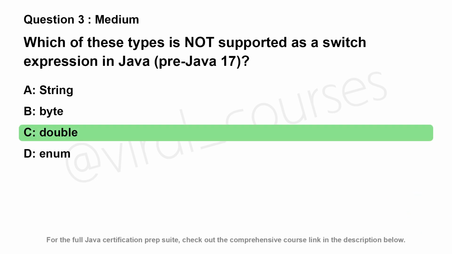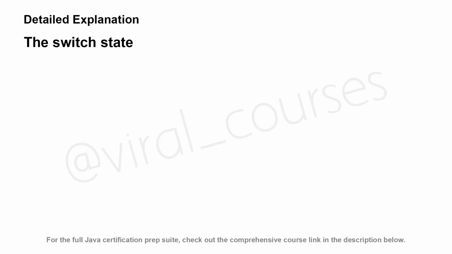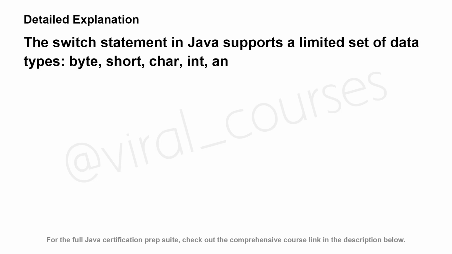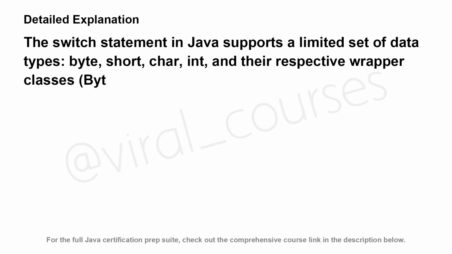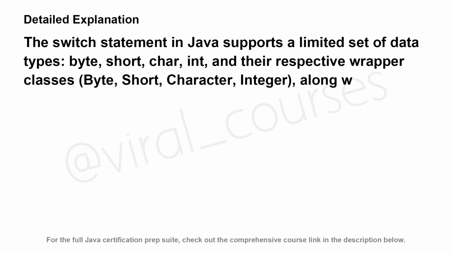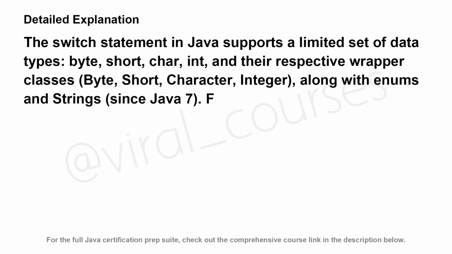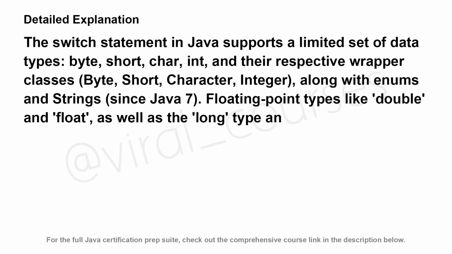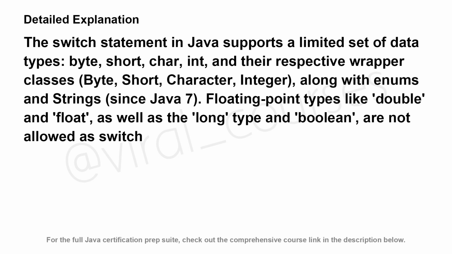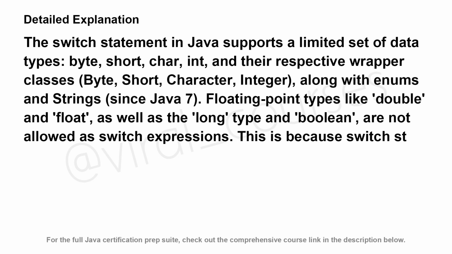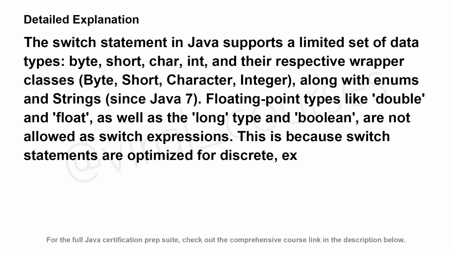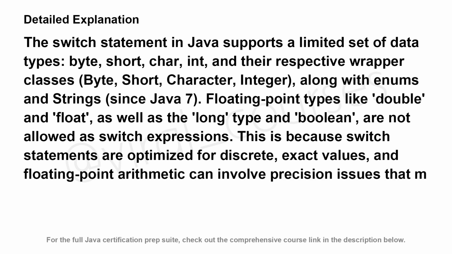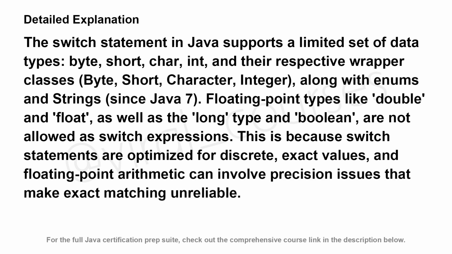The correct answer is C. The switch statement in Java supports a limited set of data types: byte, short, char, int, and their respective wrapper classes: Byte, Short, Character, Integer, along with enums and strings. Since Java 7, floating point types like double and float, as well as the long type and boolean, are not allowed as switch expressions. This is because switch statements are optimized for discrete, exact values, and floating point arithmetic can involve precision issues that make exact matching unreliable.